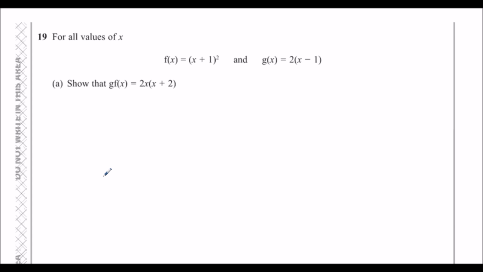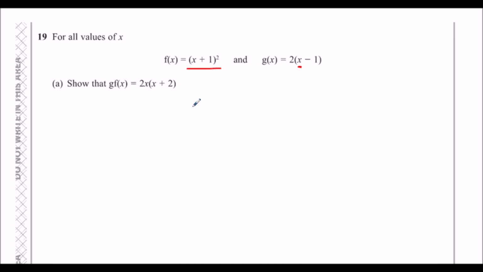Question 19. For all values of x, f of x equals (x plus 1) all squared, and g of x equals 2 times (x minus 1). Show that gf(x) equals 2x times (x plus 2). So we're substituting f of x into g. So we're taking the whole of f of x and substituting it in to g. So we're going to take all of this, (x plus 1) all squared, and put it into our g.